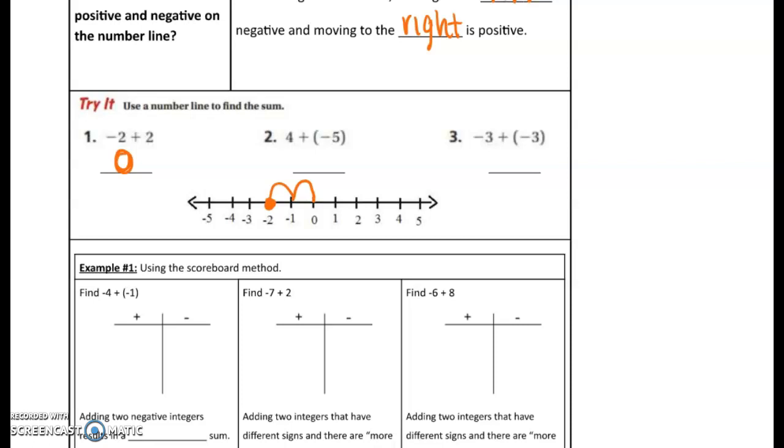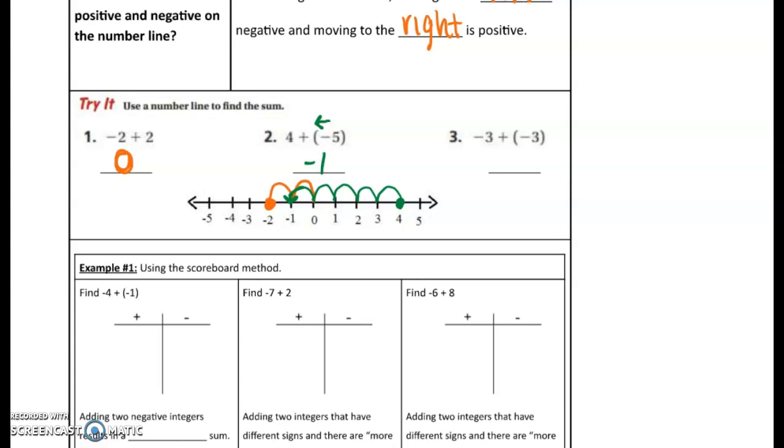Now I have to start at +4. So 4 plus -5. Negative tells us we're going to move to the left. So I'm going 5 to the left. 1, 2, 3, 4, 5. So I end at -1. So 4 plus -5 gives me -1. All right.